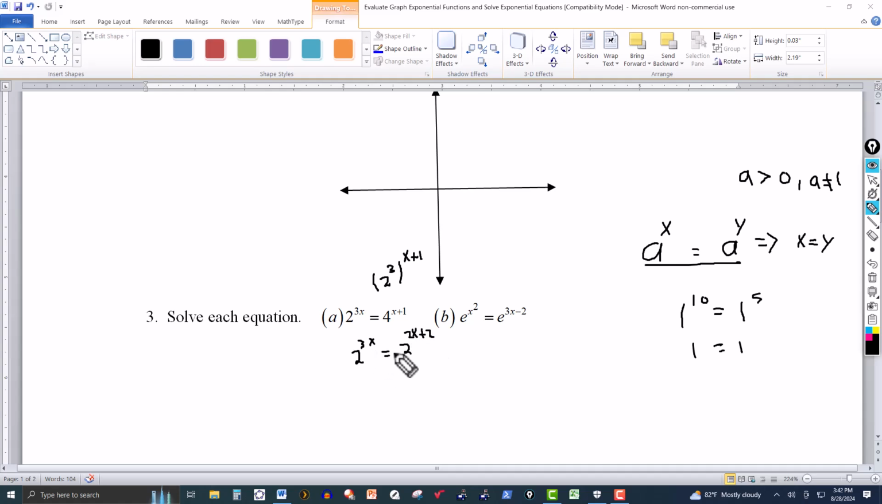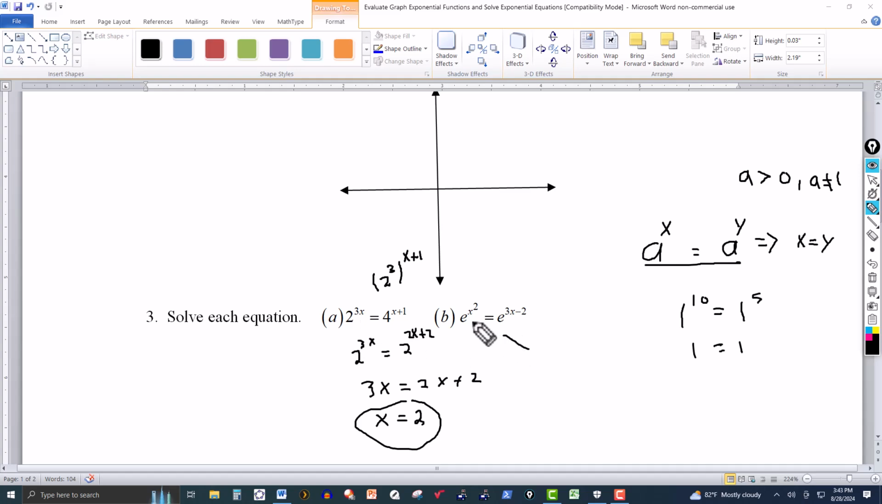The base is the same, so I can equate the exponents. So 3x has to equal 2x plus 2. Subtract 2x from both sides, and I get x equal to 2. The 3x minus the 2x leaves 1x, so x would be 2. And that's the answer to part A.